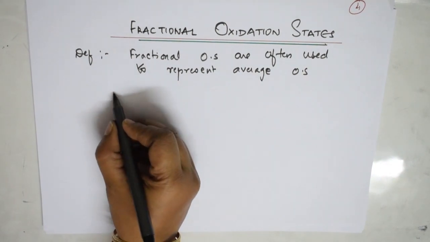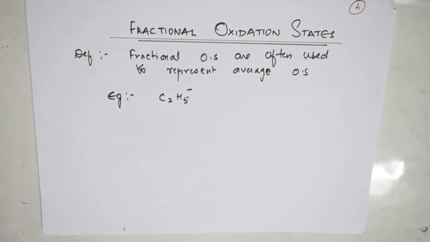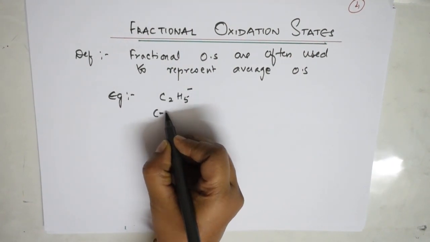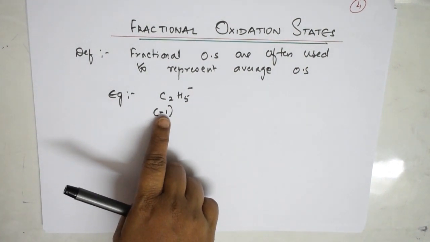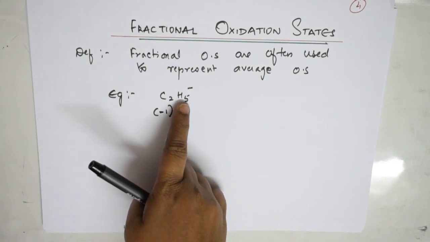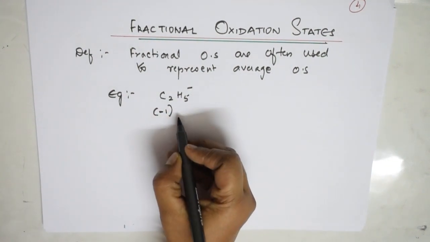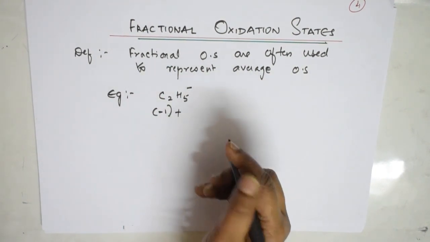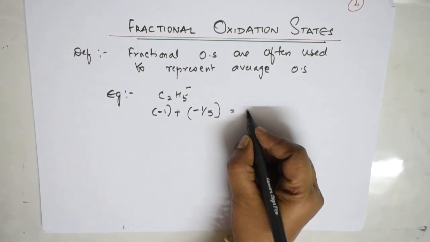So if I take an example, let us take a simple one, C2H5 minus. Now here the carbon valency is -1, right? Remember why -1? Because here carbon is bonded to a less electronegative atom. Hydrogen is less electronegative, isn't it? So that's why the valency of carbon is -1. And between them the oxidation number of hydrogen here is -1/5.